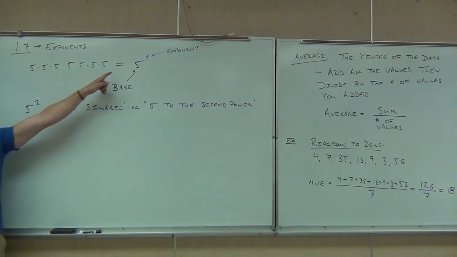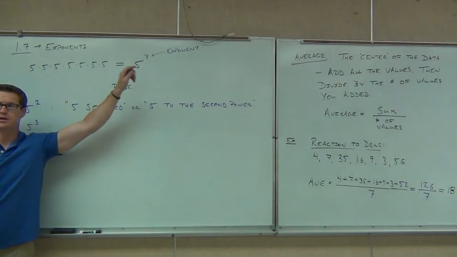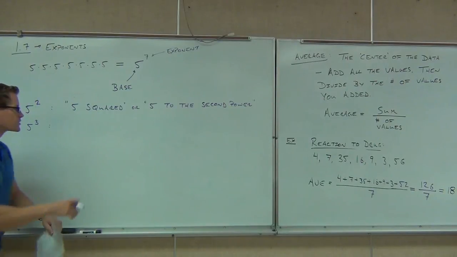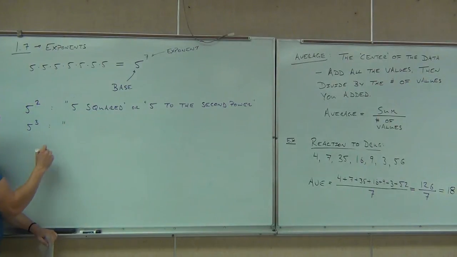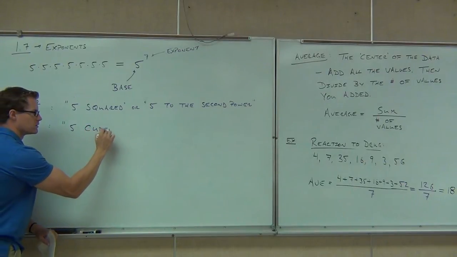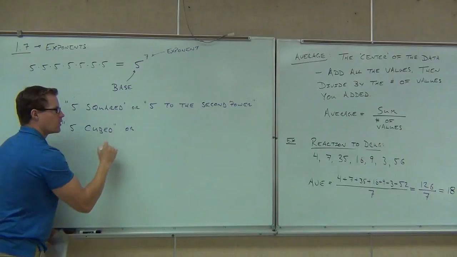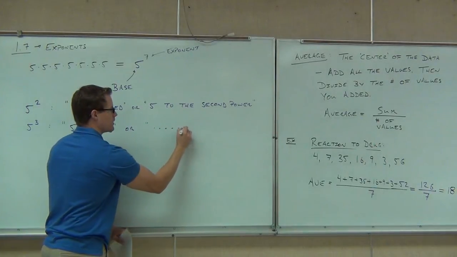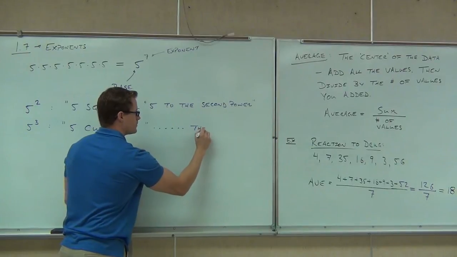They're huge numbers. Can you imagine how much this is now? That's going to be massive. You're just going to keep on multiplying times 5. That's a big, big number. So this one, I want to get to how we say this. This is going to be 5, we can say cubed, or 5 to the third power.